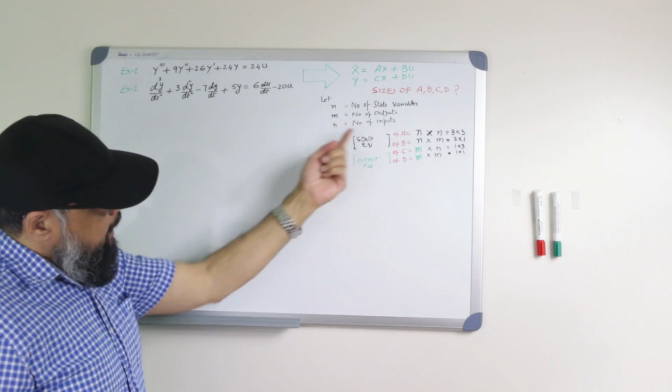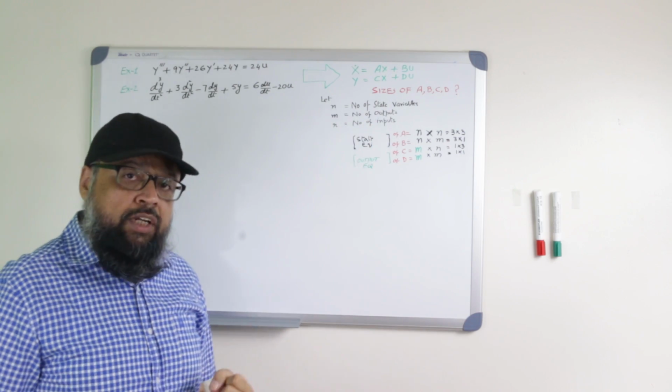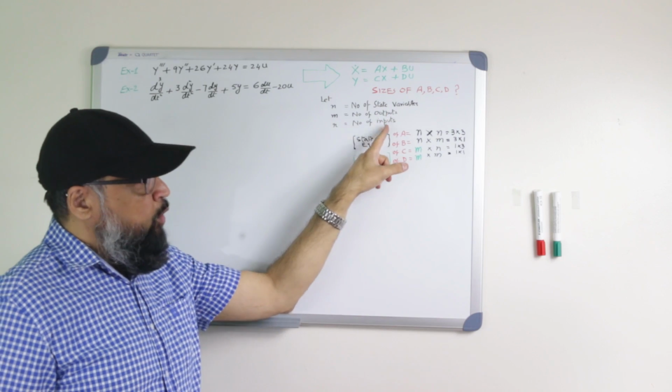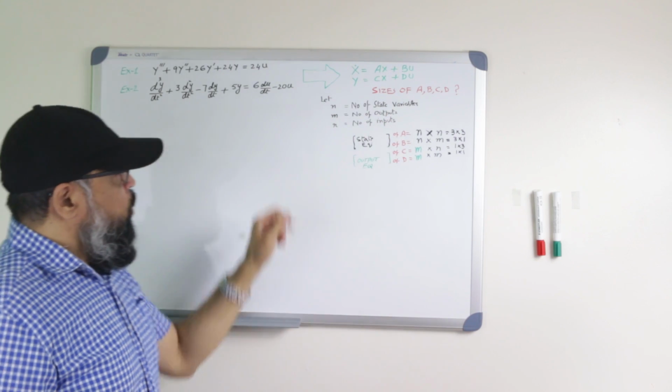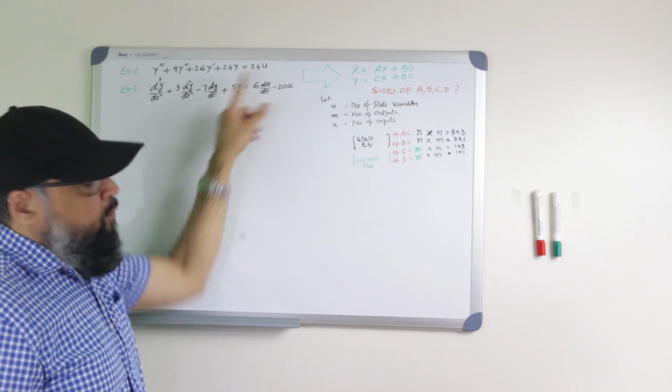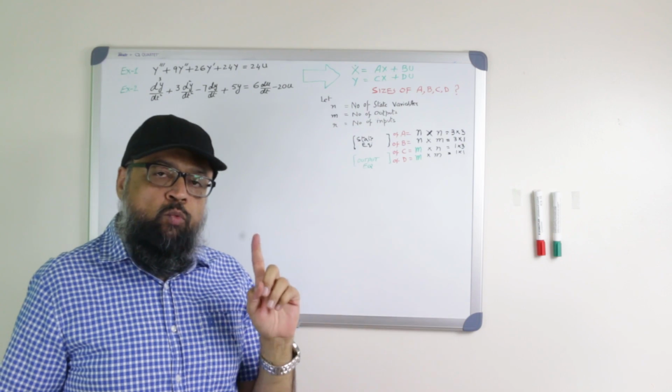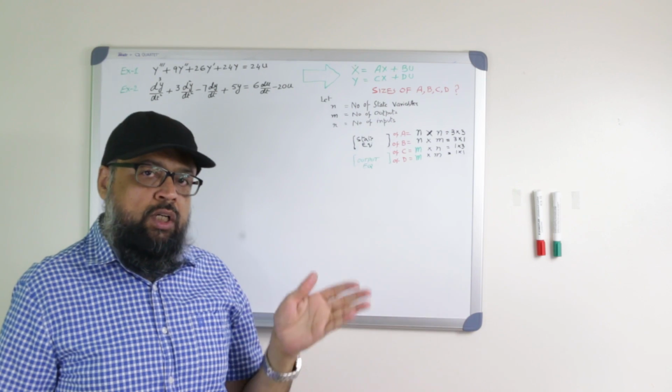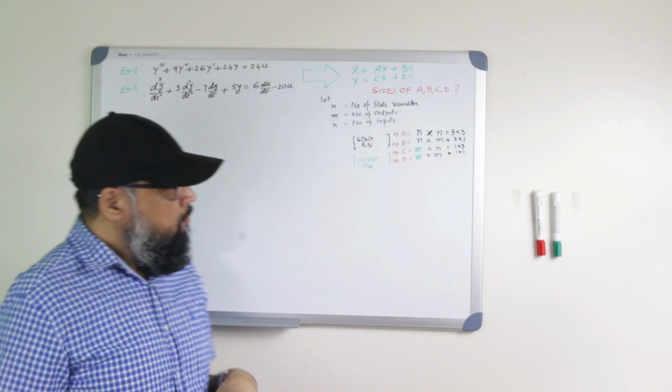The second thing is how many inputs we have, and then the outputs. First I want to discuss the inputs. On the right hand side you see you have only u. So it means we have only one input. Inputs are on the right hand side.